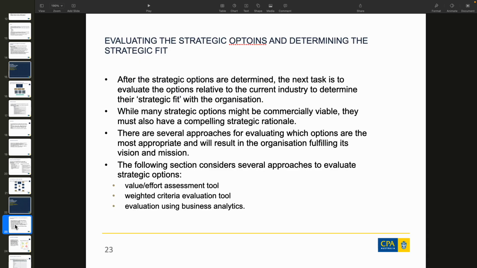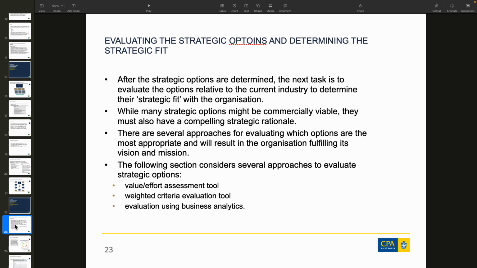So let's look at the first part. After strategy options are determined, the next task is to evaluate the options relative to the current industry to determine whether they fit. Does it fit? While many strategic options might be commercially viable, they must also have a compelling strategic rationale. So again, like Star opening dim sum and Gardenia opening the Numi. The two of them: one successful, the other an utter failure. Now, there are a lot of other products, like Apple launching Vision Pro.